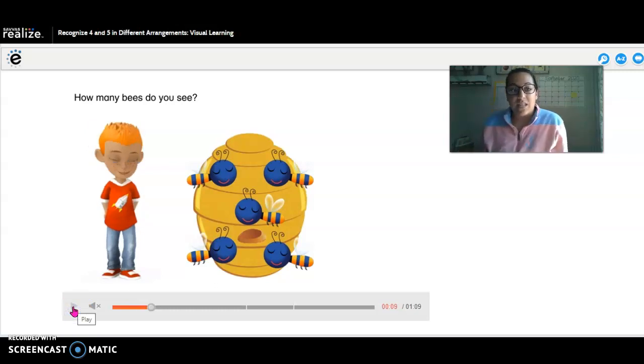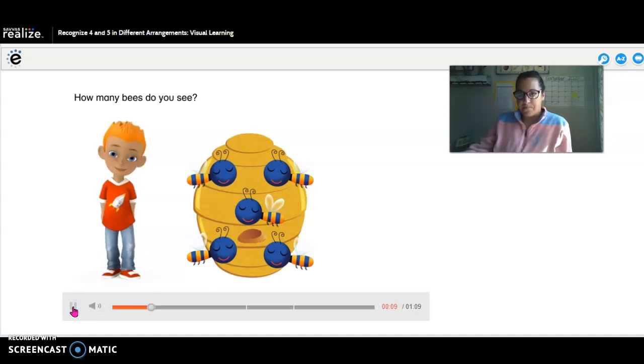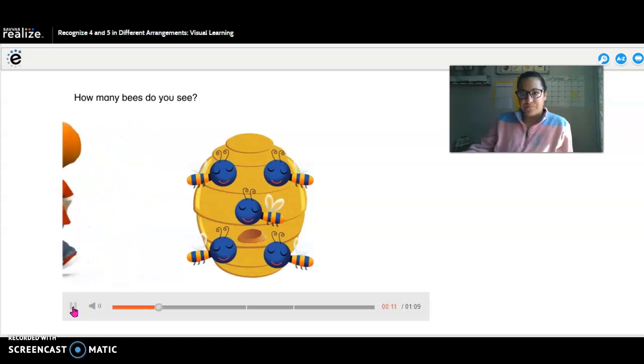Hi friends, this morning in math we are going to talk about the numbers 4 and 5 and how we can recognize those numbers in a group of objects and what happens if they get rearranged. So I want you to take a look at this screen and you can see some bees and a beehive, and I want you to count how many bees you see on the hive. Now we're going to count them together.